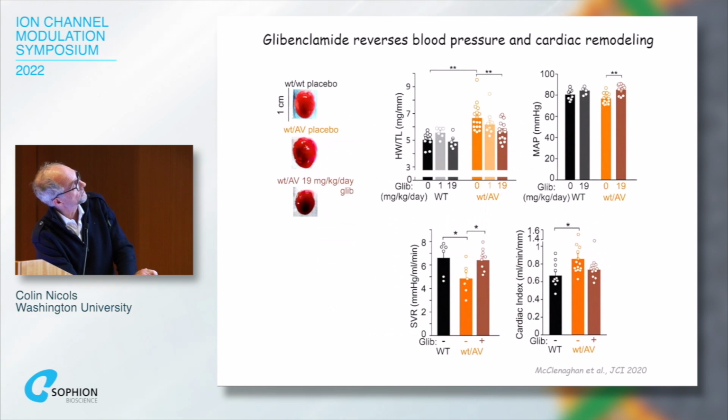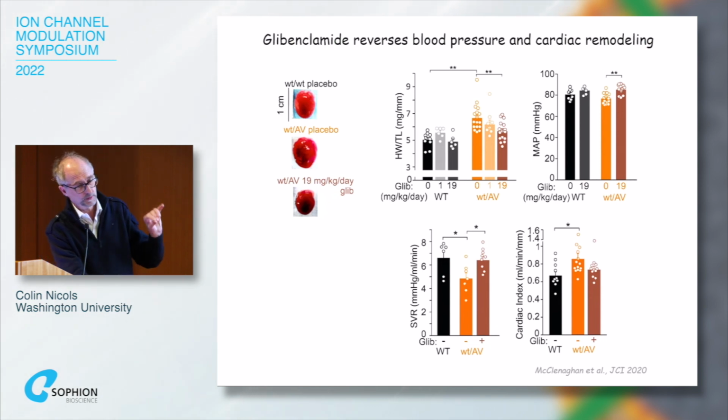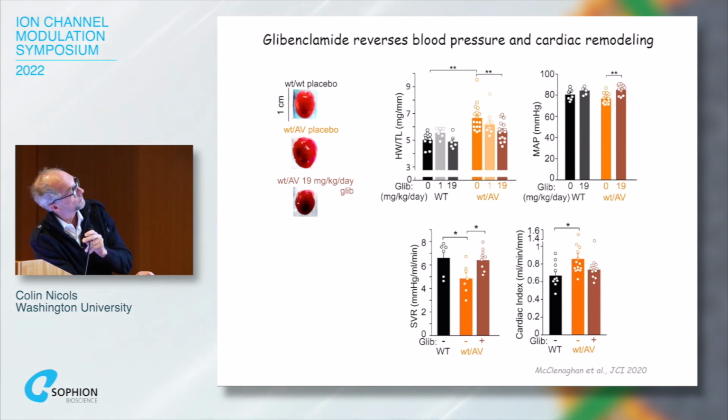So here's just some images of a wild type heart, an AV placebo-treated heart, and a glibenclamide-treated heart, where we began treatment at 2 months of age and implanted slow-release pellets under the skin, releasing, in this case, 19 milligrams per kilogram per day, which is quite a high dose of glibenclamide. And that essentially normalized the heart size. Here's the data over multiple animals with 0, 1, or 19 dose. So the highest dose did bring the heart size essentially back to normal in these AV animals.